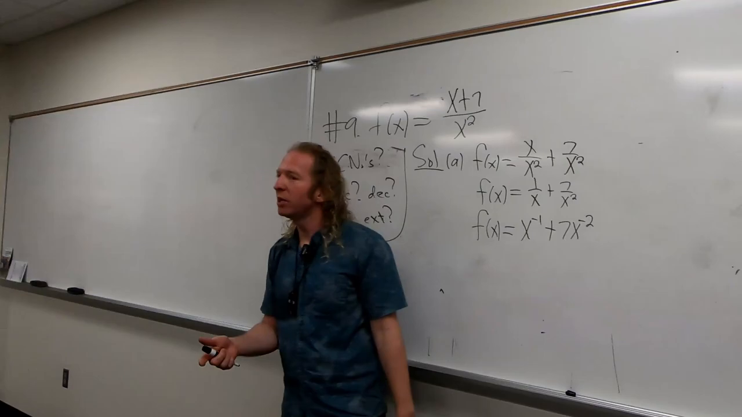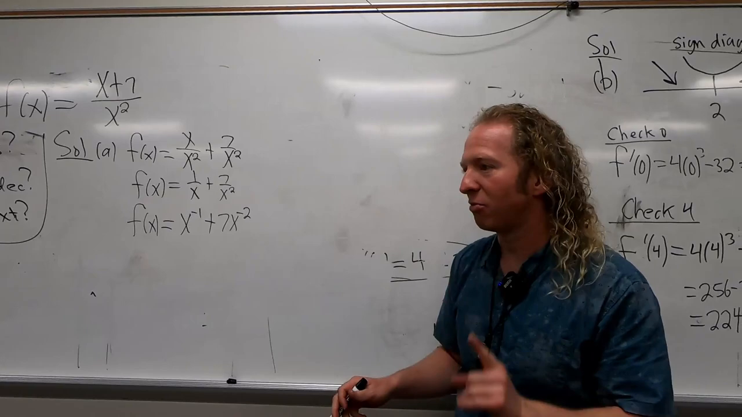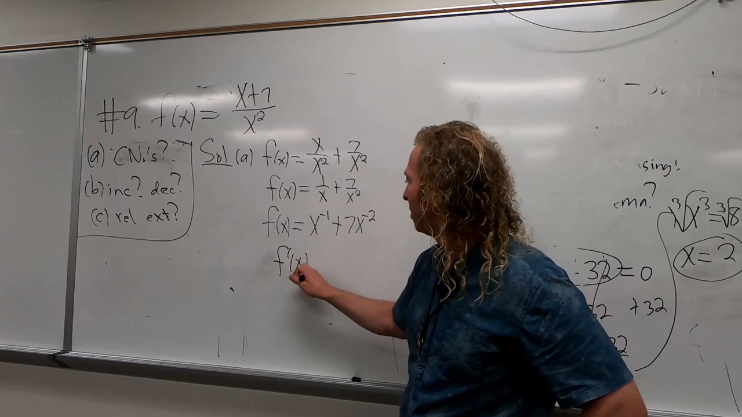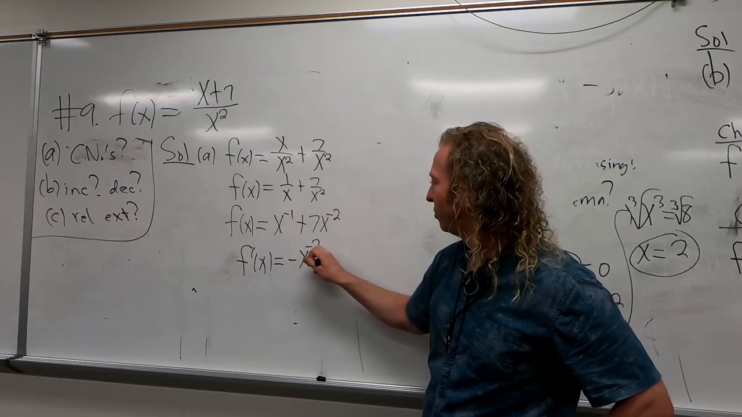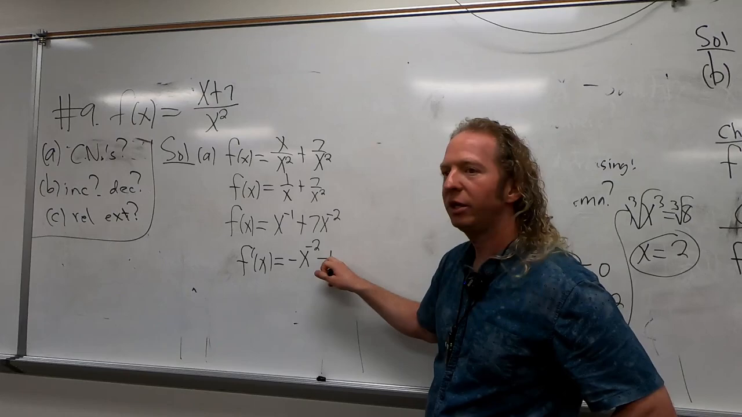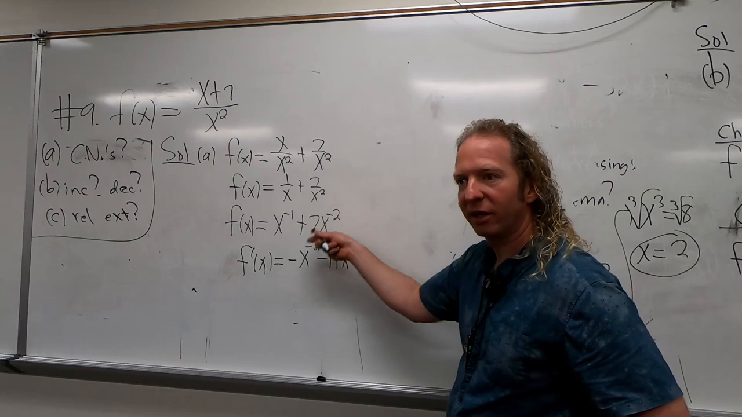Derivative equals 0, yeah. So this is actually much harder than I thought it was going to be. Okay, so f prime of x. You put the negative in the front, so you get negative x to the negative 2. 2 times 7 is 14. x to the negative 3, because you're subtracting, right? We set this equal to 0. Yeah, this is pretty sneaky.